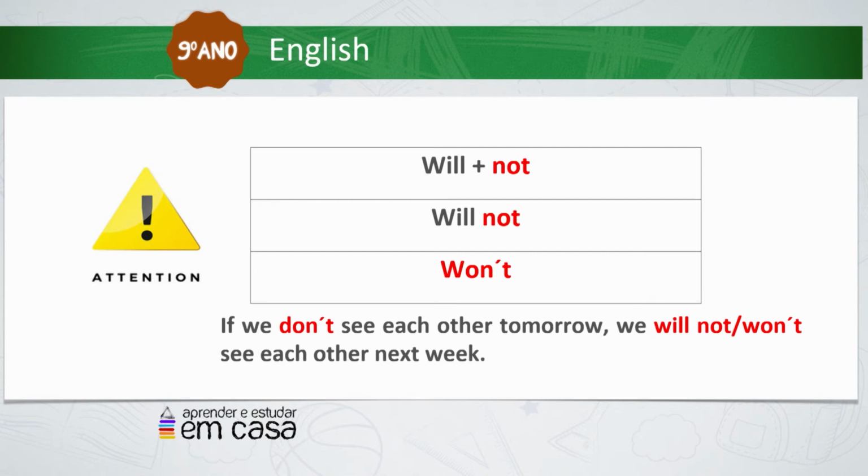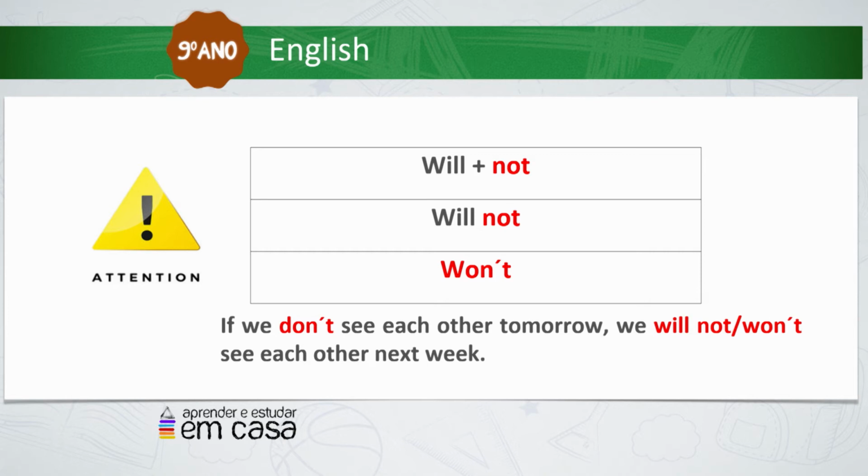Yes, students, so what do you need to be careful of, or what do you need to pay attention to? Sometimes you will have the result of the conditionals, both zero and first, in the negative. So what happens when this happens? You will have to join will plus not. Remember that not shows you the negative. Now, the result of when you join will plus not is going to be will not, or it's going to be won't.